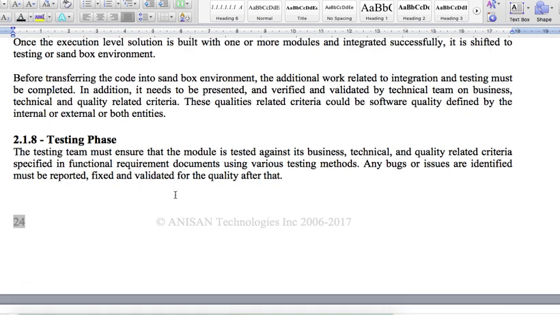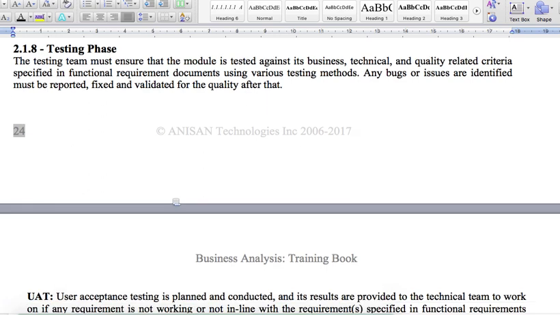Then it comes to the testing phase. The testing phase, as we all know, the testing team must ensure that the module is tested against its business, technical and quality related criteria specified in the functional requirement document using various testing methods. At the end of the training we will learn the testing methods, but basically they will test the functionality, they will test the data, they will test the end-to-end process, and they may also test the look and feel and other parts.